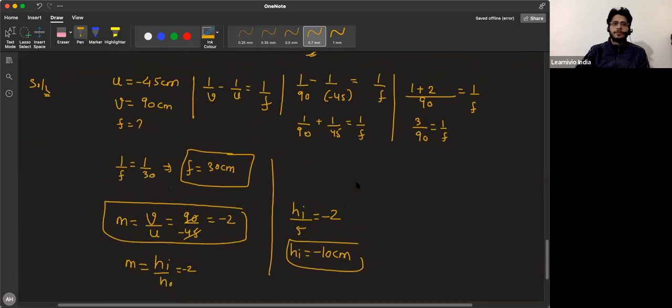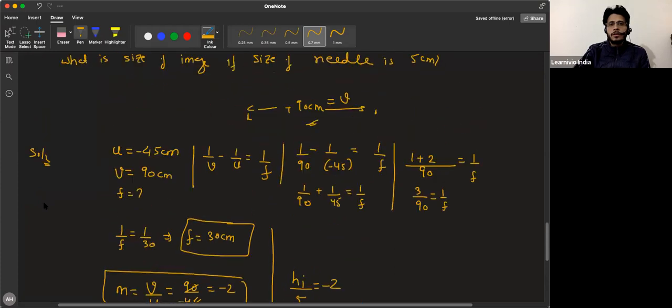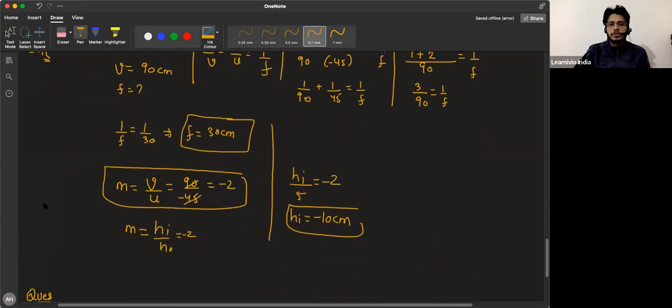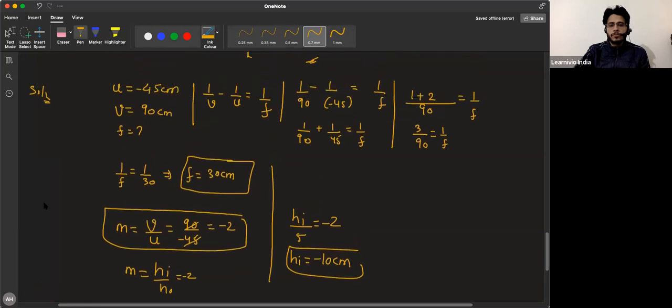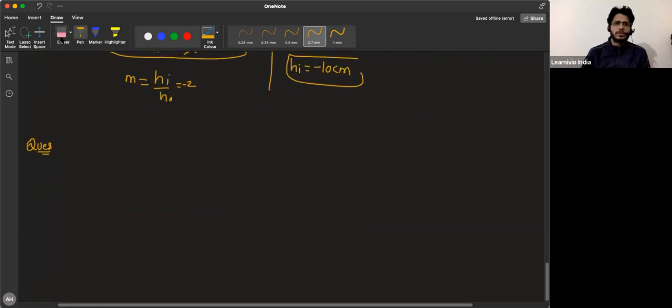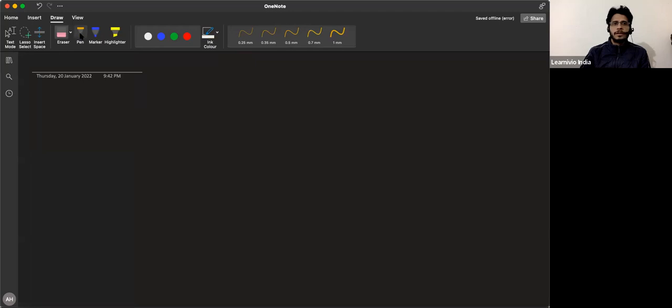See the next part. Not the next question. Let's do the next part from theory. That's the last part of refraction, which is known as combination of thin lenses in contact.